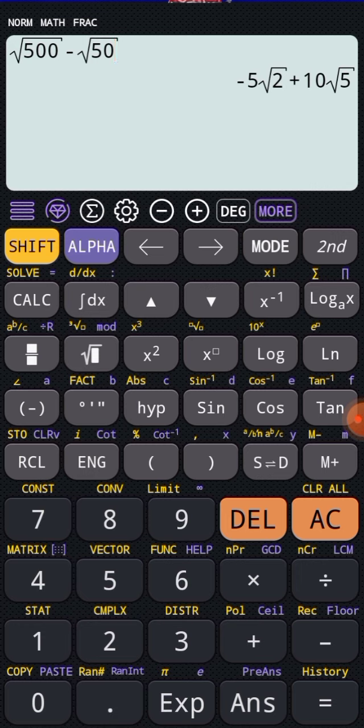So let's look at 9 root 500 minus root 80. 9 root 500, then minus root 80. That's going to give us 86 root 5. That's what we're going to have there. Now let's look at some other addition and subtraction of surd.